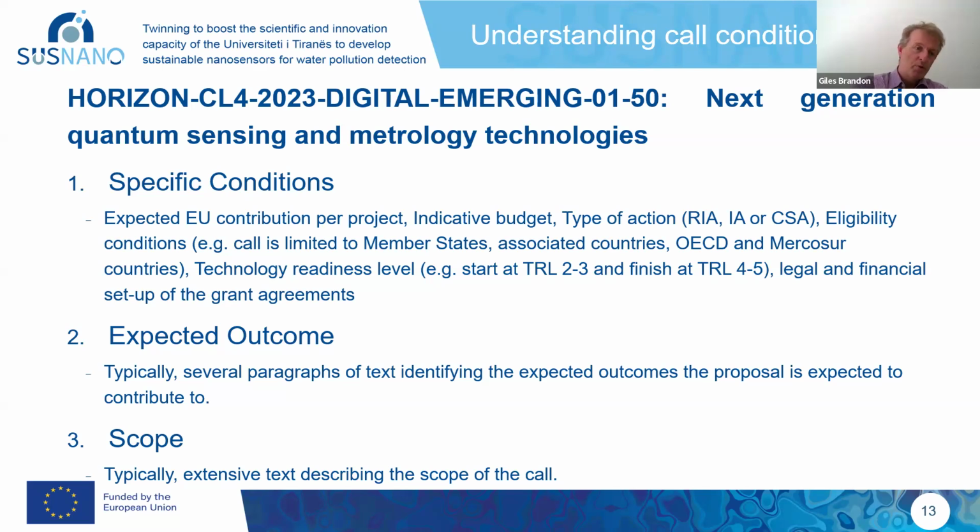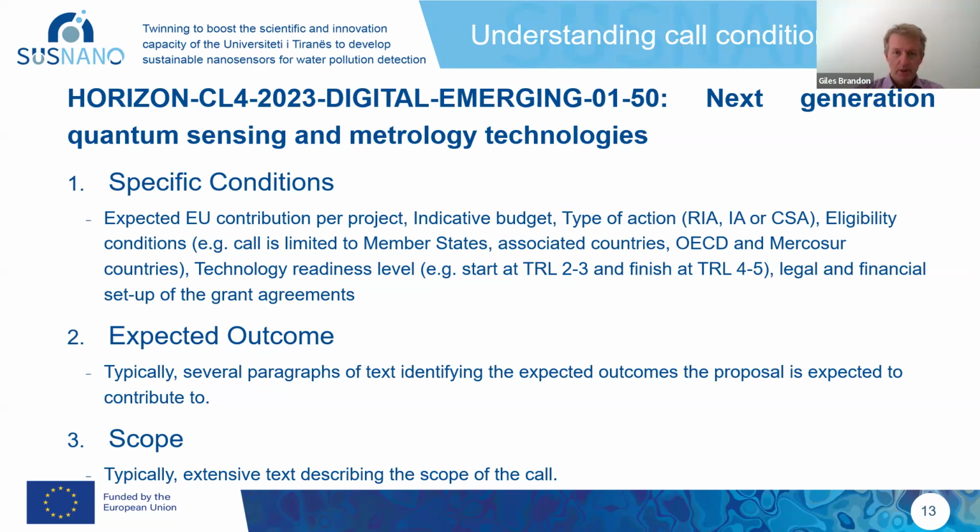If you were to read that section, under specific conditions there'll be information explaining what the expected EU contribution per project would be. In other words, the amount of grant the Commission is anticipating to allocate to a project. There'll be the indicative budget. This is the total budget for that call. Maybe the Commission will be funding just one project, or maybe there may be 10, or who knows, however many. Obviously, it depends on what the budget is and what the contribution per project will be.